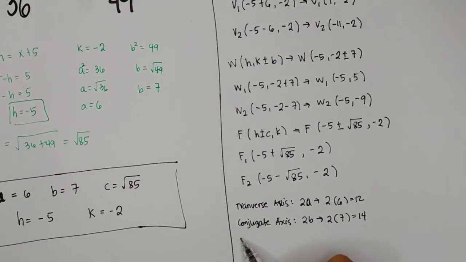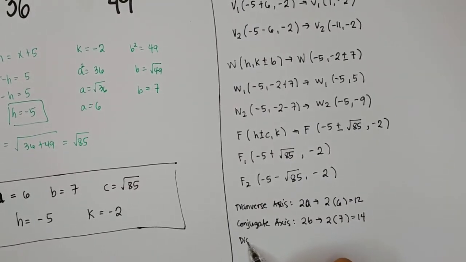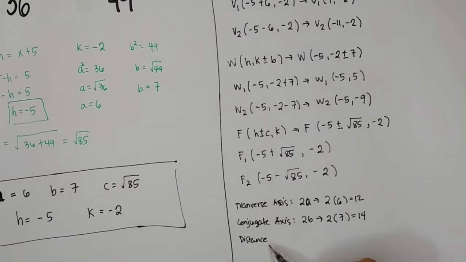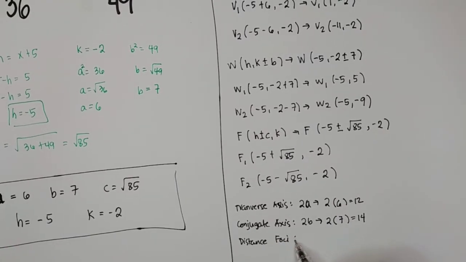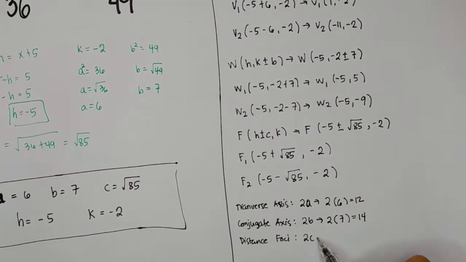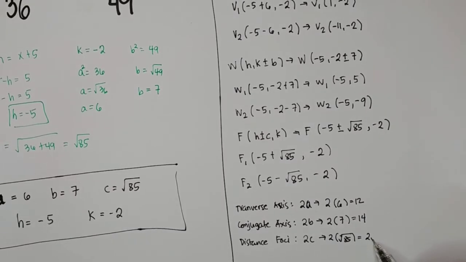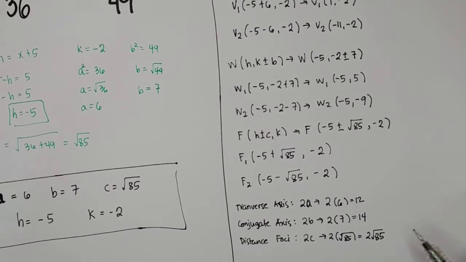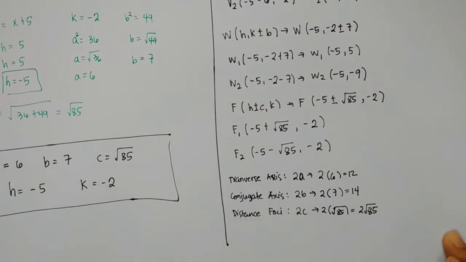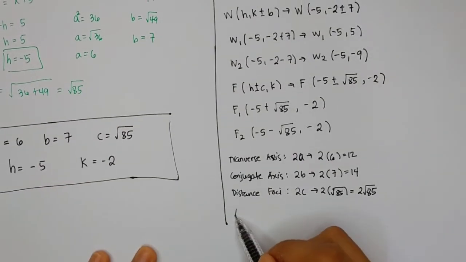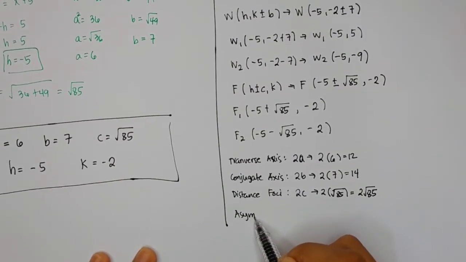And our distance between the foci, so shortcut na lang tayo ha. So, we have 2C. So, this is 2 times square root of 85. So, that is 2 square root of 85. Okay? Okay, asymptotes tayo. We have here our asymptotes.